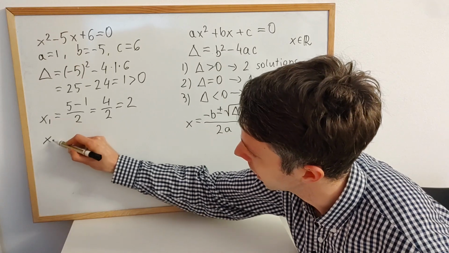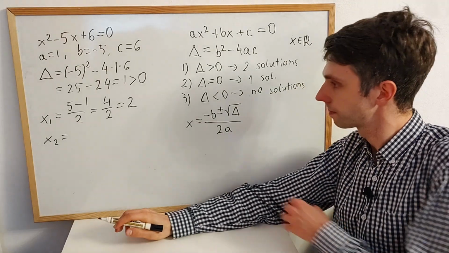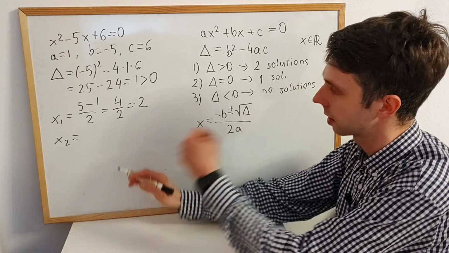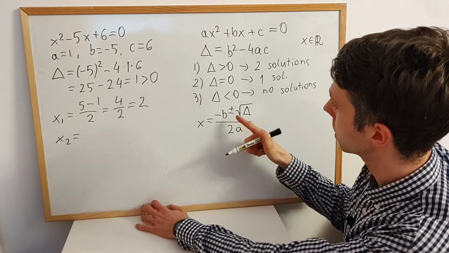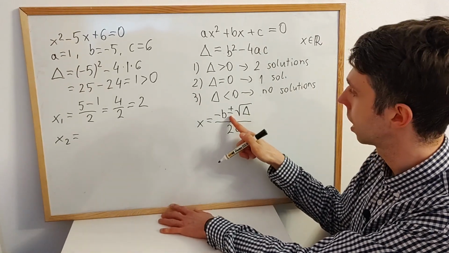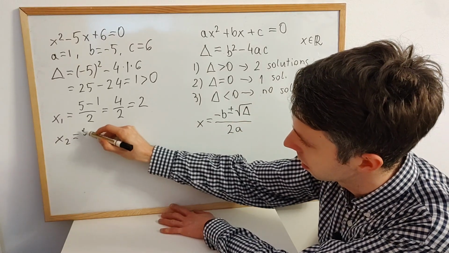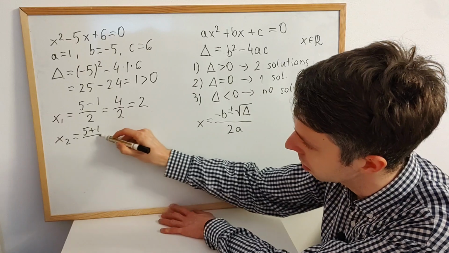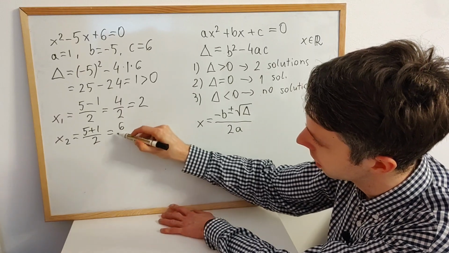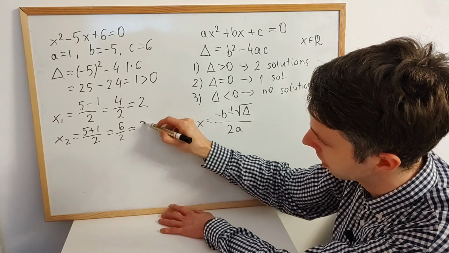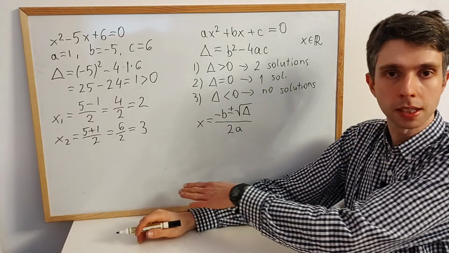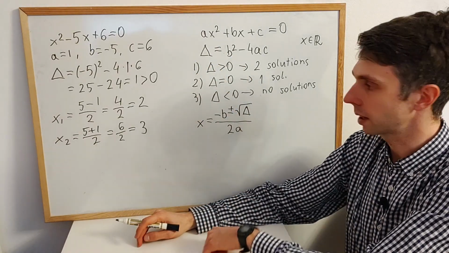And how about x2? The only change is that here you use the plus sign instead of the minus sign. So it's 5 plus 1 over 2, so it's 6 over 2, so now it's 3. So these are the solutions of this equation.